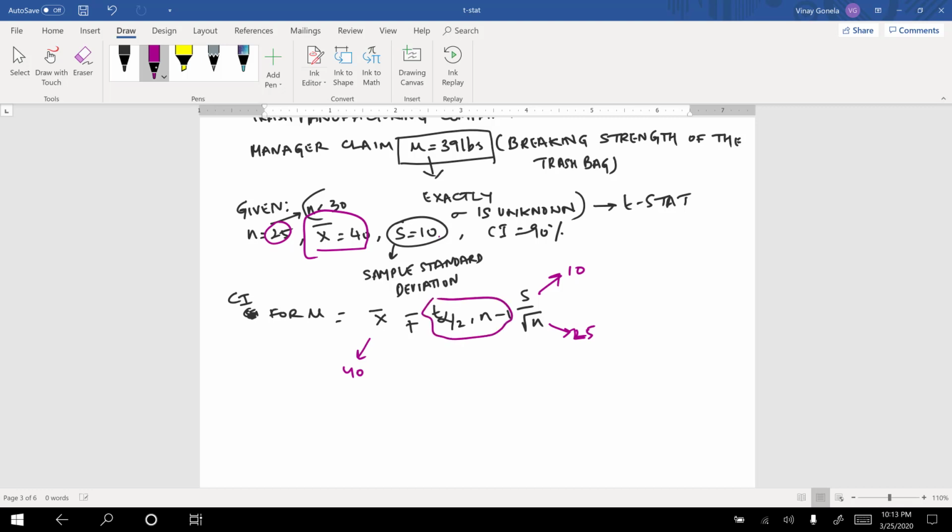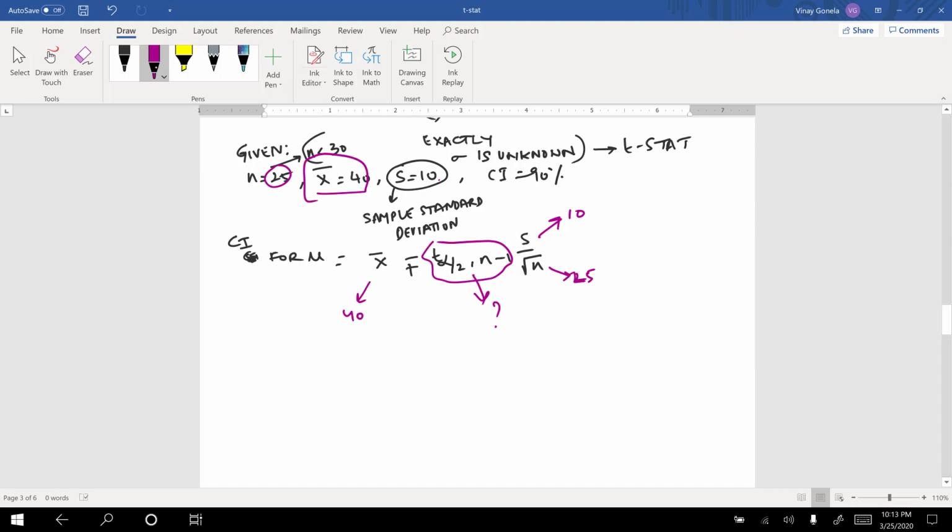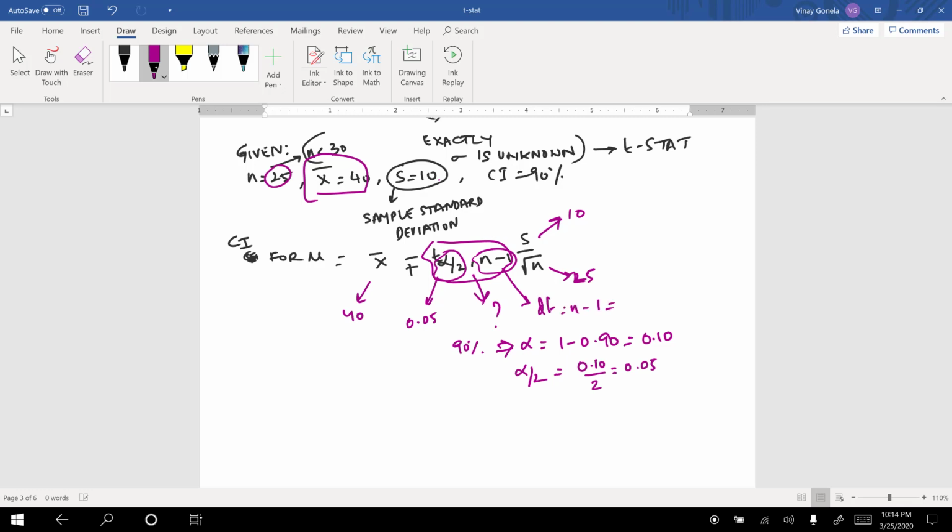Now this critical value we want to determine, this is where we need to spend some time. To calculate alpha, they gave us the confidence interval. The confidence interval is 90%, so our alpha is 1 minus 0.90, that is 0.10. Then alpha over 2 is half of 0.10, that is 0.05. And n minus 1 is our degrees of freedom, so 25 minus 1, which is 24.